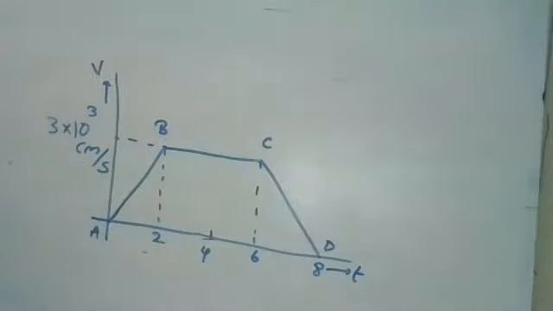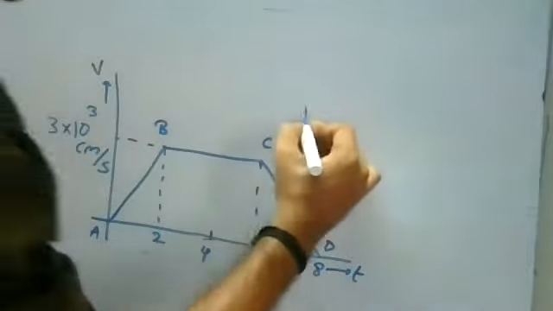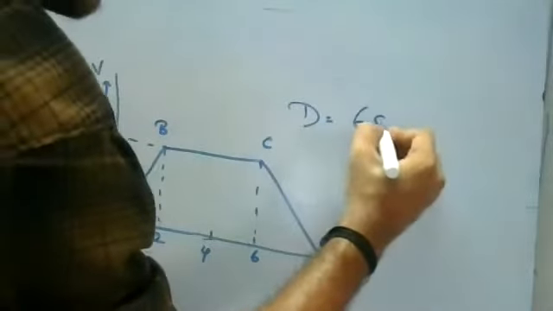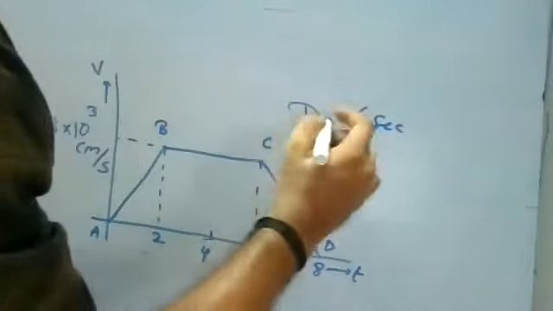So first, there are two sets of questions. One was the distance for the first 6 seconds. The other was the deceleration for the last 2 seconds. Remember, the x-axis is the time period and the y-axis is the velocity. They have given it in centimeters per second. So let me note it down: distance covered for the first 6 seconds.